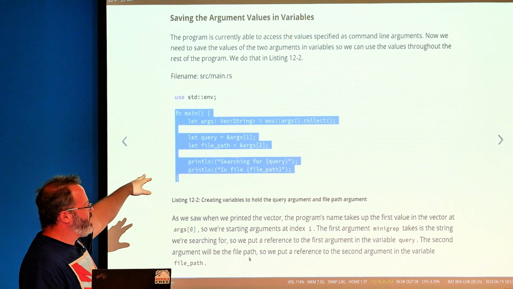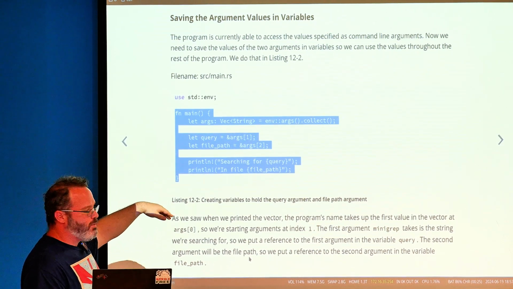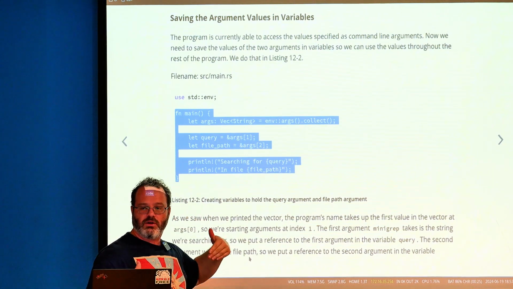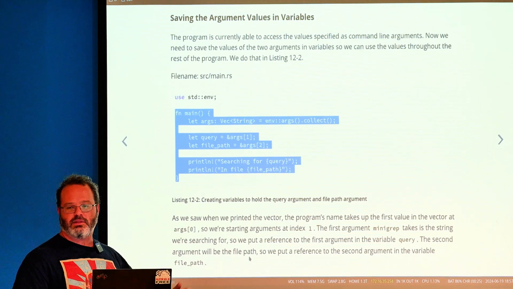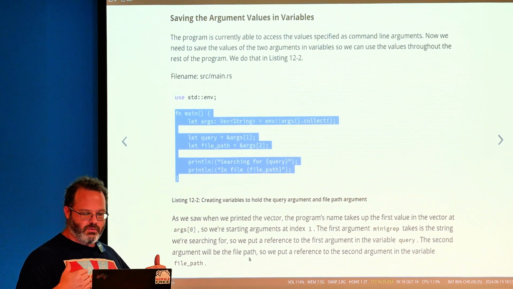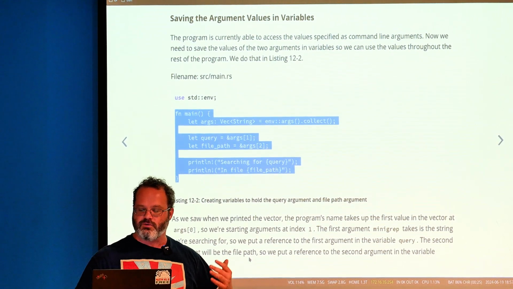You see the first one is query. So the first one is that query argument. That's what we're looking for. And the second one is the file path. That is where we're looking for it, right? So needle, and then the file is the haystack. So we invoke this mini grep. The first thing is the thing we're looking for. The second thing is the file.